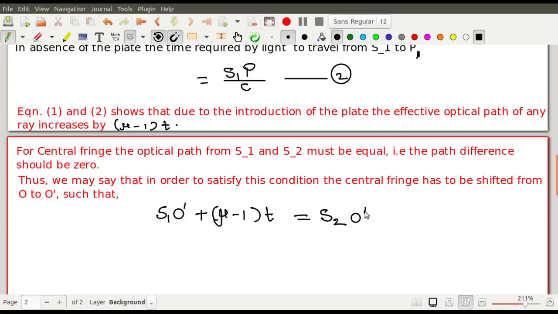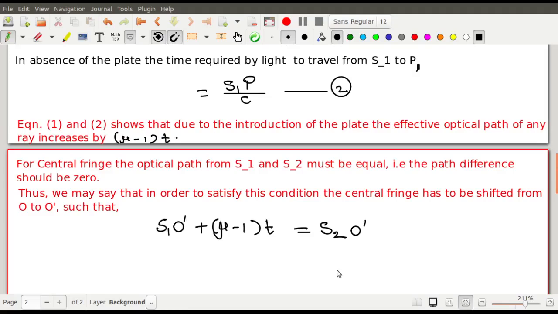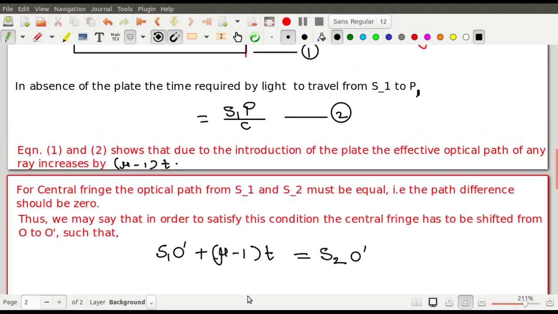I hope that you are getting it. তুমি নিশ্চয়ই বুঝতে পেরেছো, বোঝা যাচ্ছে তো? S2 O dash এই ডিসটেন্সটা হবে equals to S2 O dash. তার মানে central fringe actually got shifted. Central fringe actually got shifted.